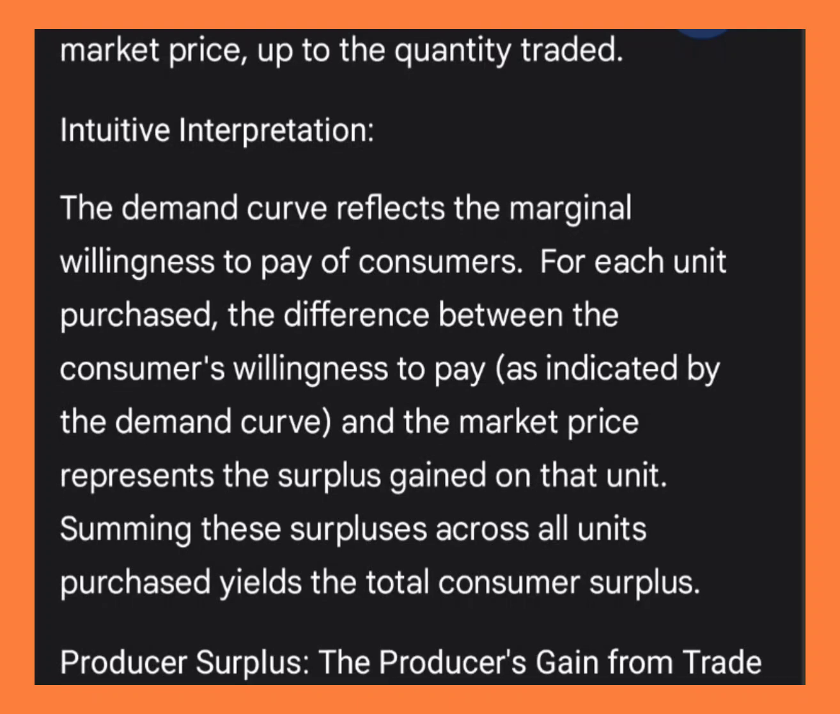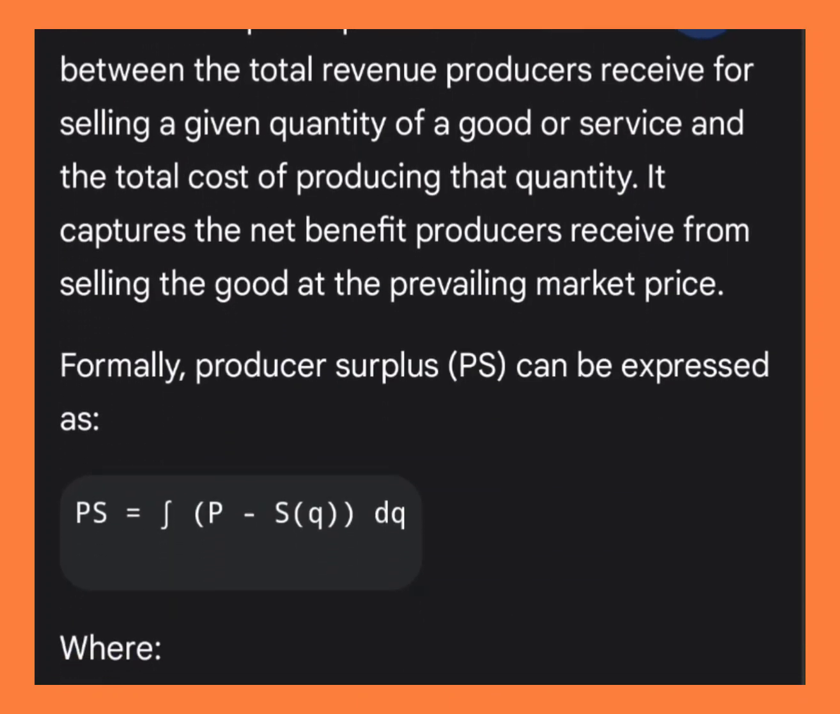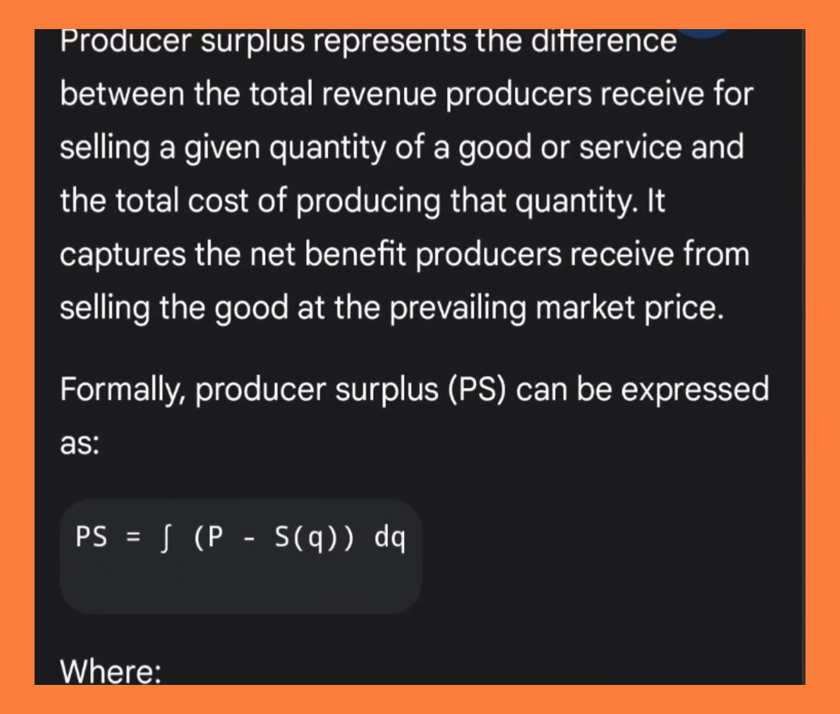Producer surplus: the producer's gain from trade. Producer surplus represents the difference between the total revenue producers receive for selling a given quantity of a good or service and the total cost of producing that quantity. It captures the net benefit producers receive from selling the good at the prevailing market price.